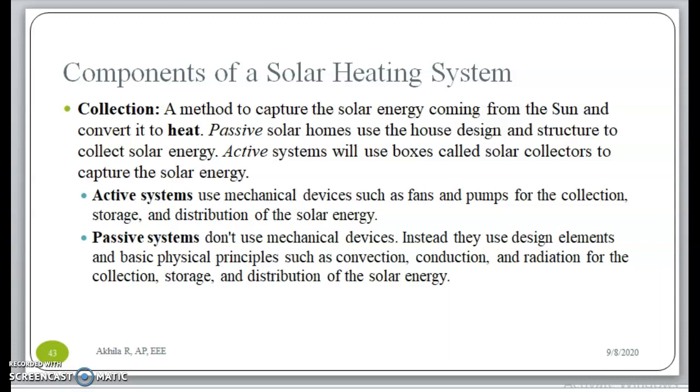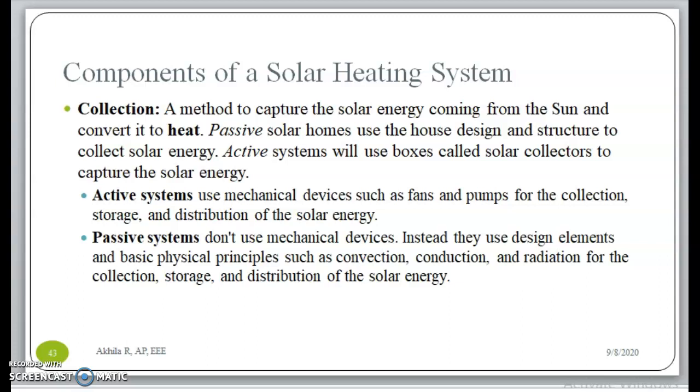Now we are going to learn about a solar heating system. So for knowing a solar heating system, you should know what are the components in the solar heating system. So the first main component is collection, which means you need a method to capture the solar energy coming from the sun so that it can be converted into heat.